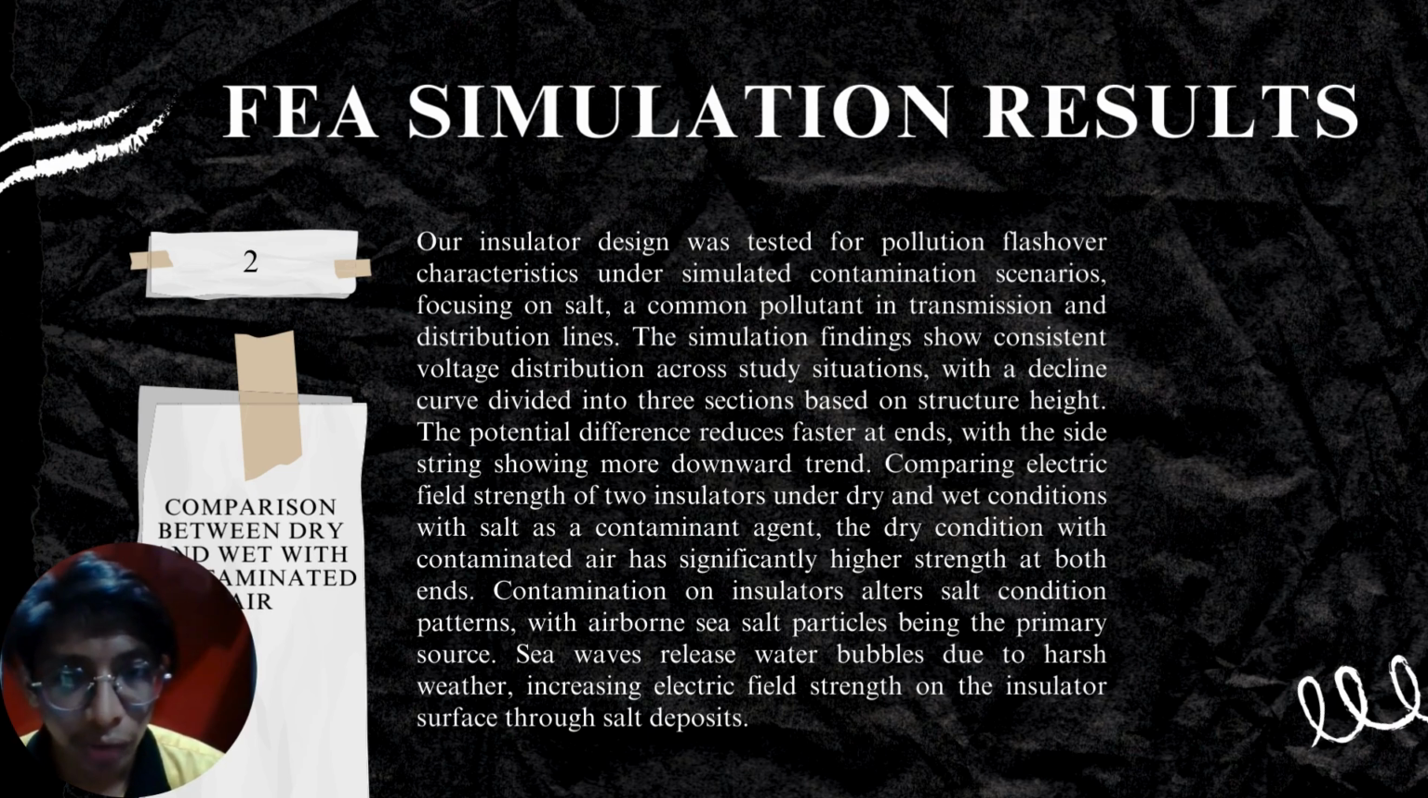Comparing electric field strength of two insulators under dry and wet condition with salt as a contaminated agent, the dry condition with contaminated air has significantly higher strength at both ends. Contamination on insulators alters salt condition pattern, with airborne sea salt particles being the primary source. Sea waves release water bubbles due to harsh weather, increasing electric field strength on the insulator surface through salt deposits.